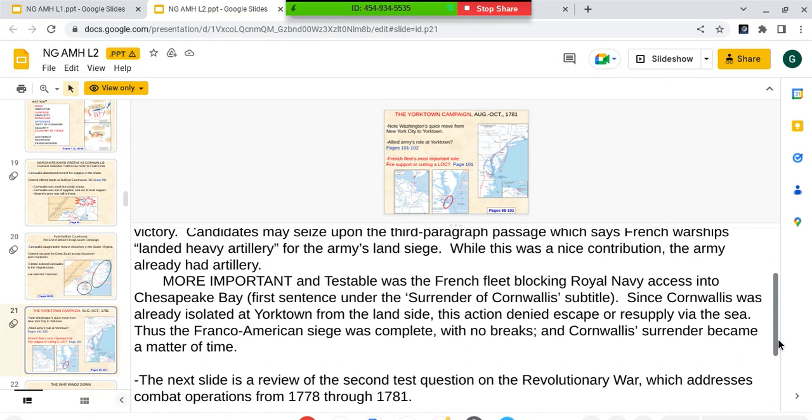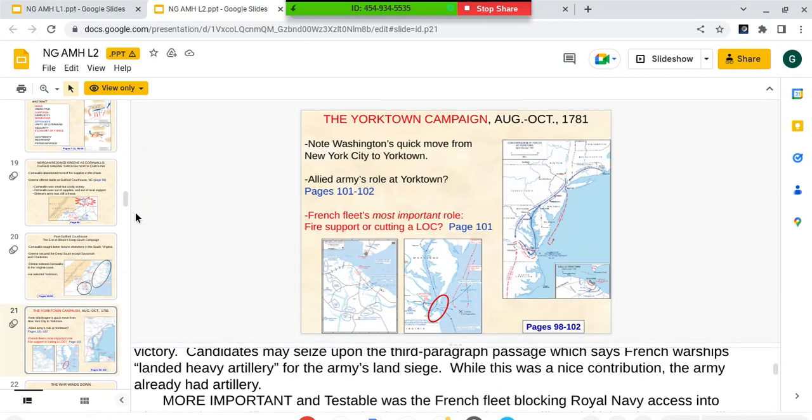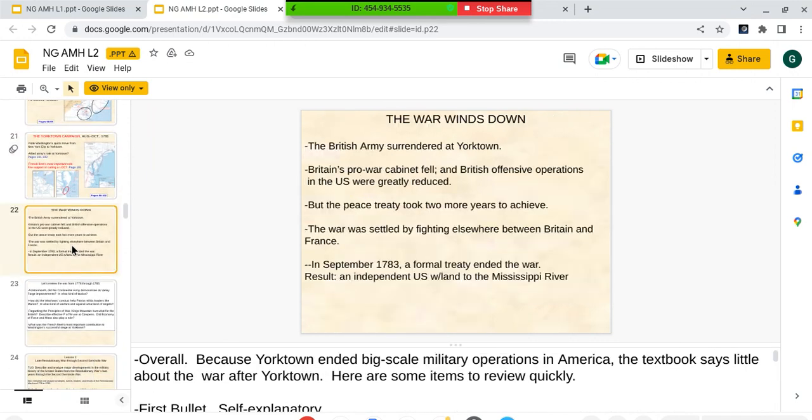He had no way to get more supplies, both people and ammunition. People and supplies basically could not be fed in to the British anymore because the French now were blockading Chesapeake Bay, and so the Royal Navy was basically useless at this point. And the Franco-American siege was complete with no breaks, and Cornwallis' surrender became a matter of time, basically. So what's important here was the disruption of a line of communication. That's why the Yorktown campaign and the French contribution was so important. It disrupted a line of communication.